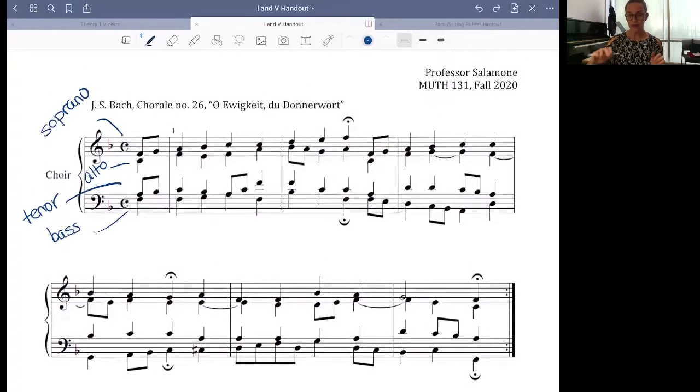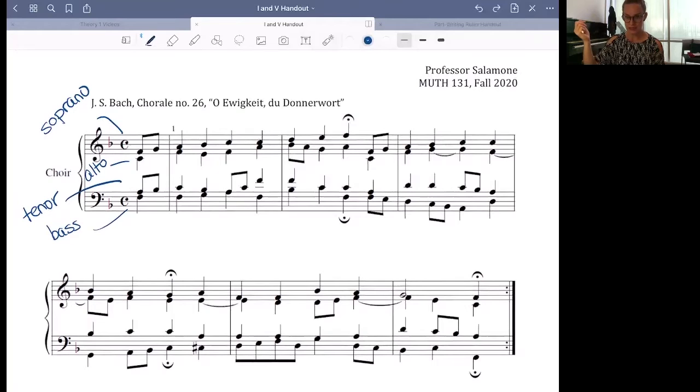Couple other little things: when I refer to outer voices, I mean the outermost voices, bass and soprano. So you'll hear me talk about outer voice counterpoint and things. I mean the bass and soprano relationship.